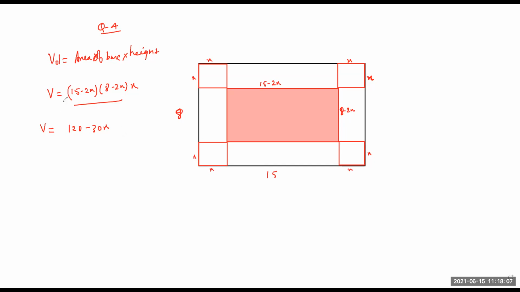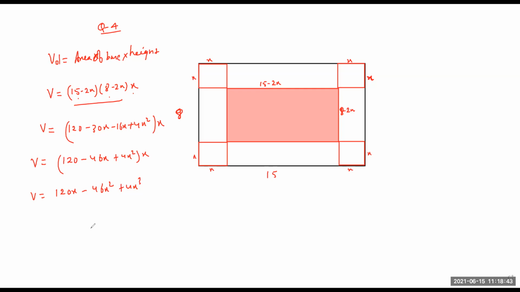So we can write the volume as (15 minus 2x) into (8 minus 2x) into height. Let's multiply this: (120 minus 30x minus 16x plus 4x square) all into x. So V equals (120 minus 46x plus 4x square) into x. So V is equal to 120x minus 46x square plus 4x cube. Now this is the volume.